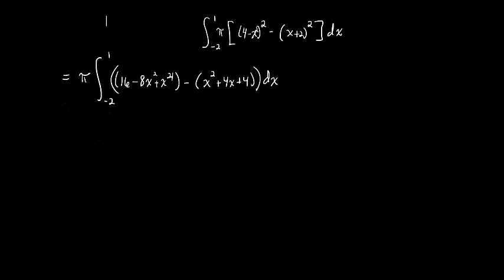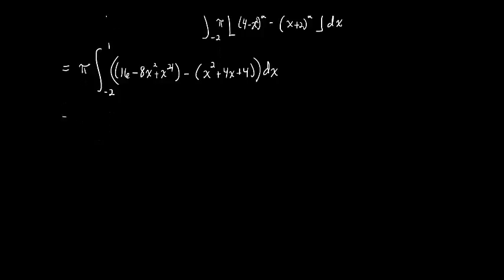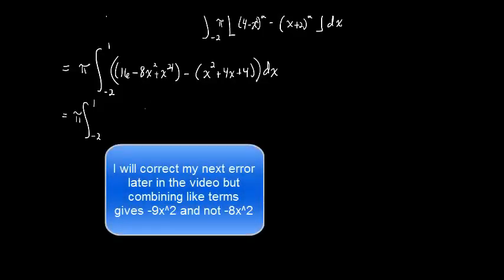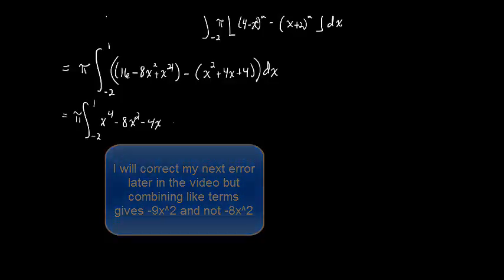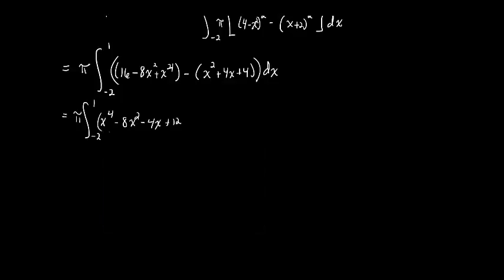Let's give us more room here. So now we're going to combine similar terms, negative 2 to 1. I'm going to have x to the fourth, a positive x to the fourth. I'm going to have a negative 8x squared, a minus 4x, and 16 minus 4 gives me a value of positive 12. And I integrate this with respect to x.